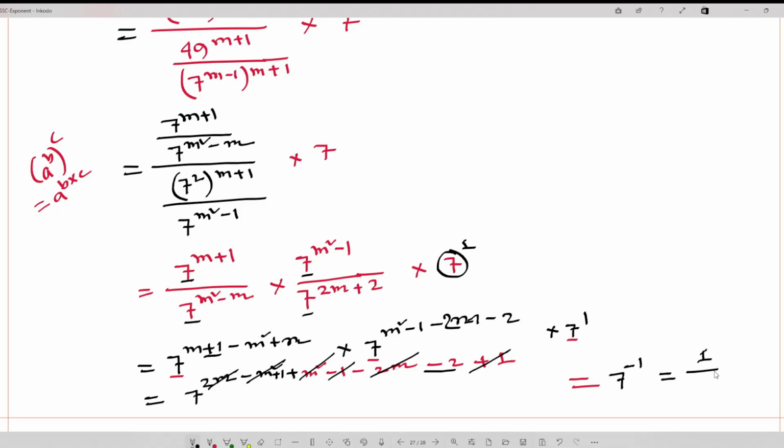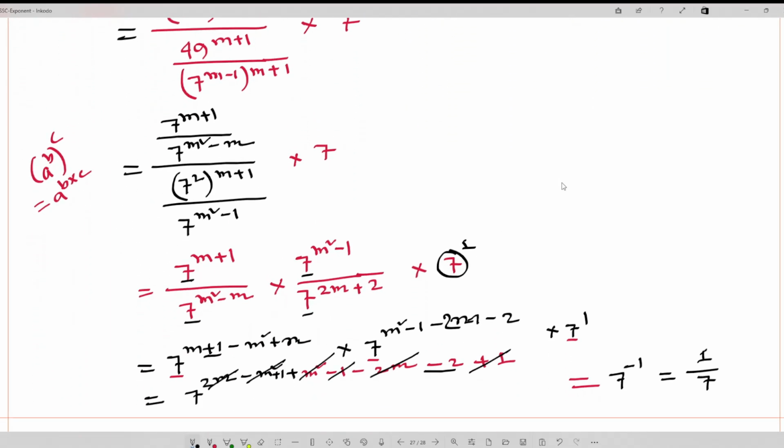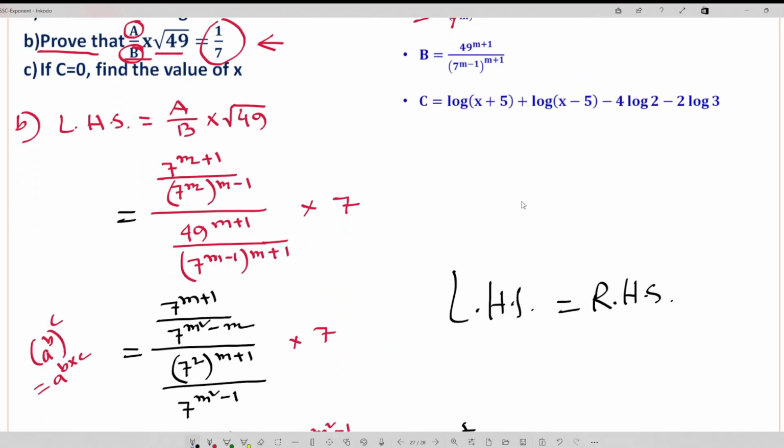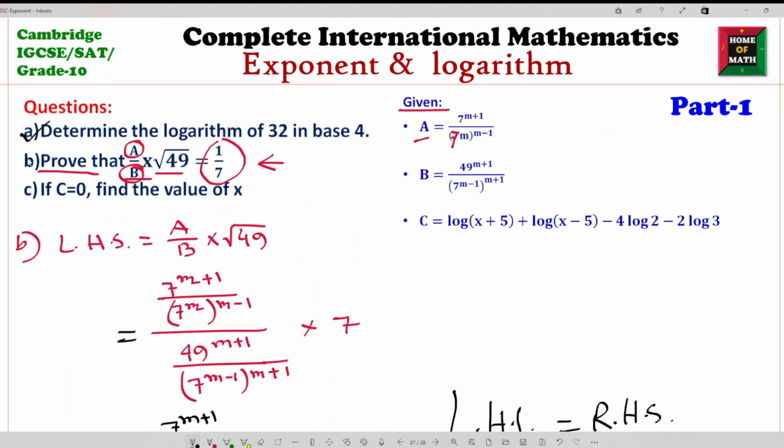Our answer is 1/7. Look, we also need 1/7, so we can write this on the right hand side, because left hand side and right hand side are equal, therefore we can prove this, and it is proved. So number A and number B are done. This is not tough math, but we have to be careful about the sign, and once we flip, we have to write the power carefully. Okay, so now we will start number C.